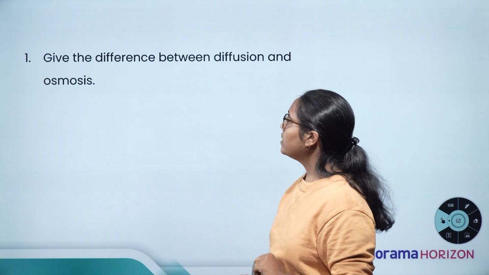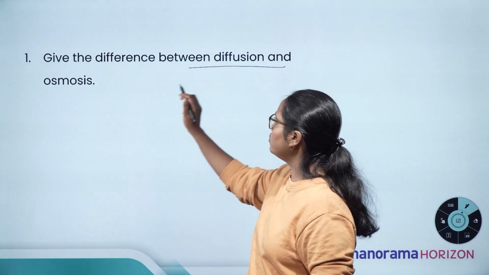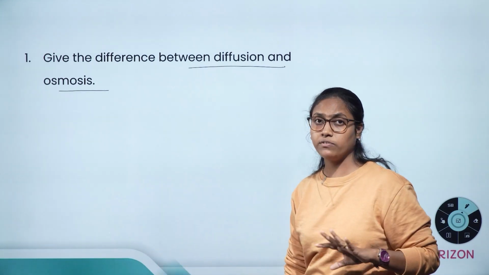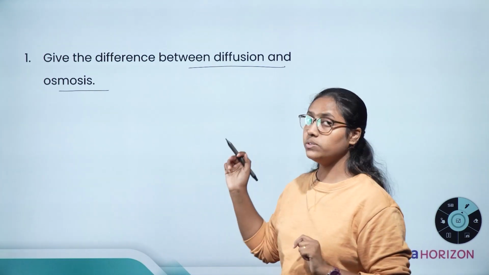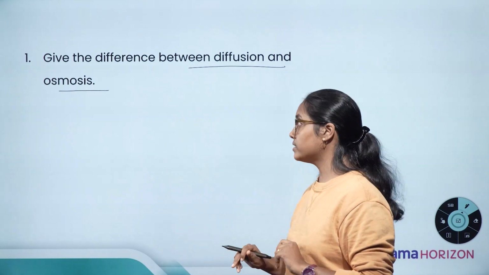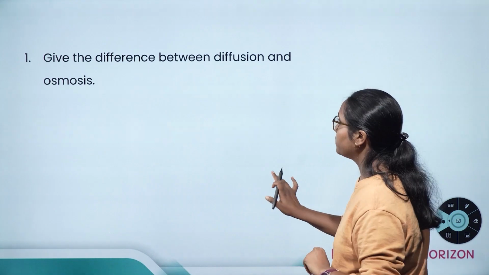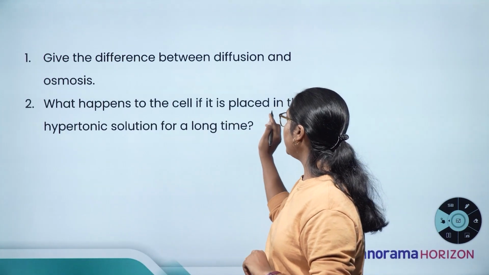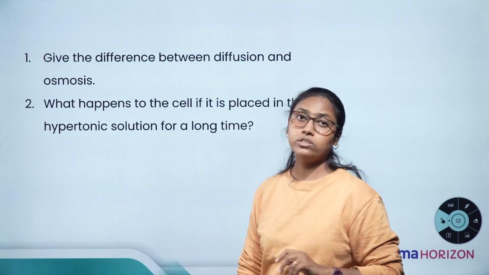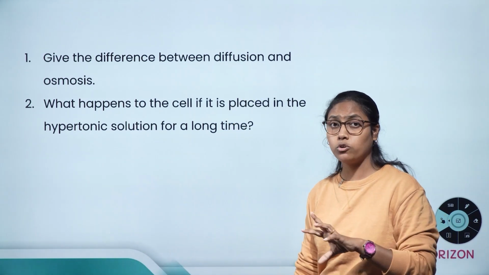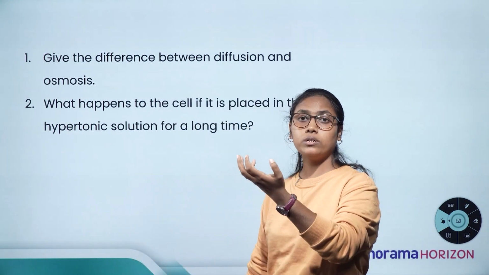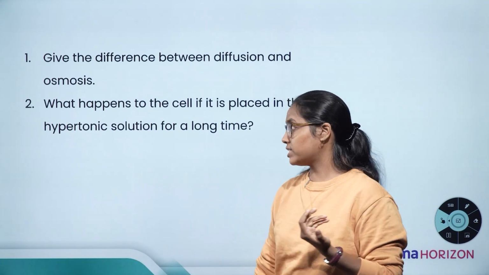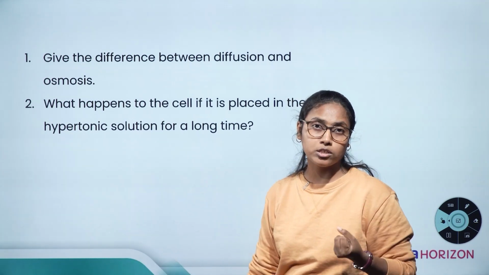Okay. Next portion, we'll solve some of the questions here. Now, the first question, give the difference between diffusion and osmosis. I think now you know the difference. One is the movement of solute from higher concentration to lower concentration, whereas the other is the movement of solvent from higher concentration to lower concentration. Next, what happens to the cell if it is placed in hypertonic solution, where the solvent concentration is low? The water from the cell will move outside. Because of that, the cell will get plasmolyzed.